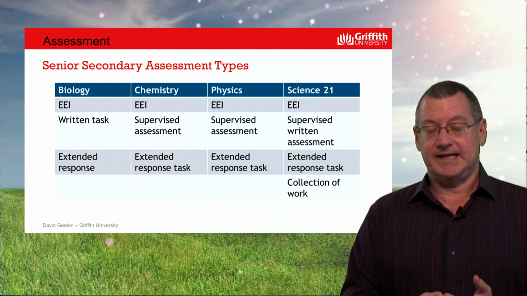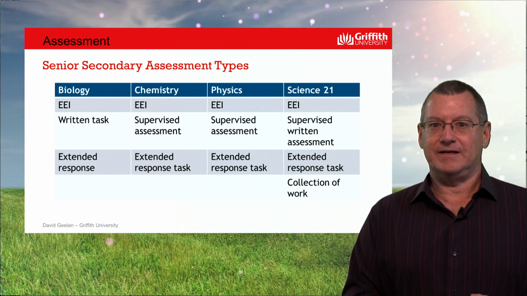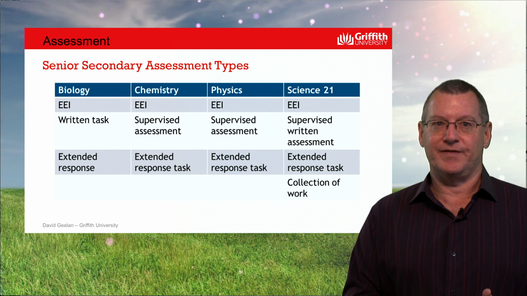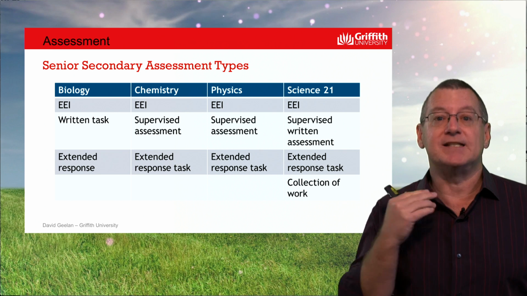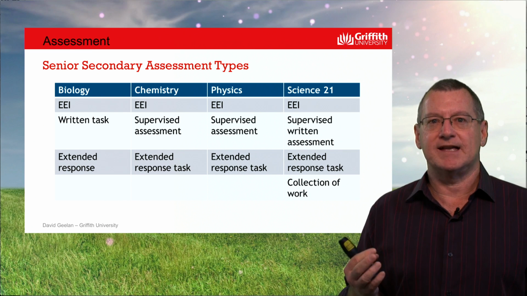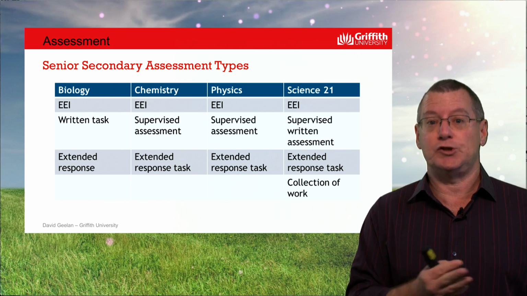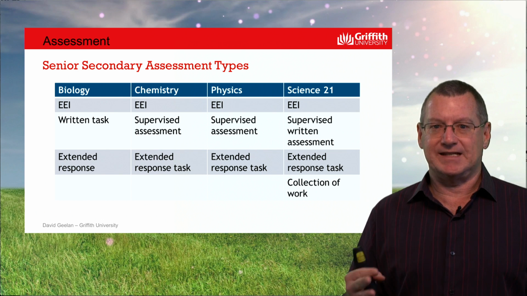Chemistry and physics, as you can see, are basically identical in terms of the kinds of assessment tasks they use. The extended response task, the ERT, the assignment report type thing, is the same for both of those. In biology, they just call it an extended response. Science 21 uses the extended response task, and Science 21, which is the multi-strand science, also uses a collection of work, so a portfolio over the years that the student keeps and curates and comments on.